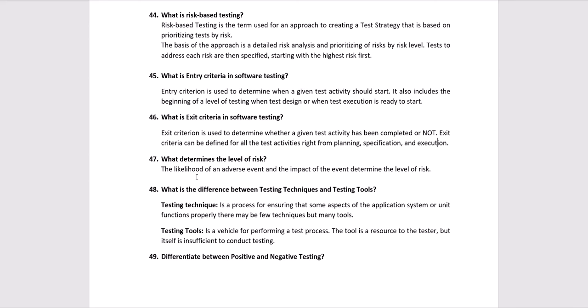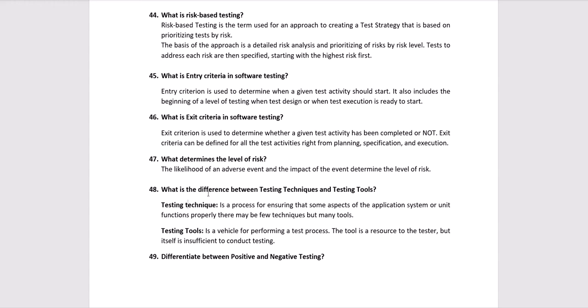So most of the time, the likelihood of an adverse event and the impact of the event determines the levels of risk. Any event might occur. The likelihood of that event, and the impact of that event, determines the levels of risk.